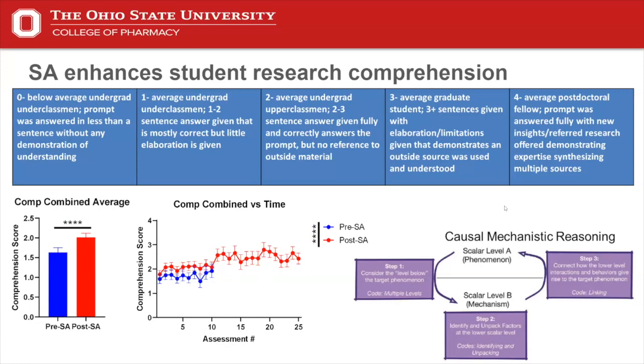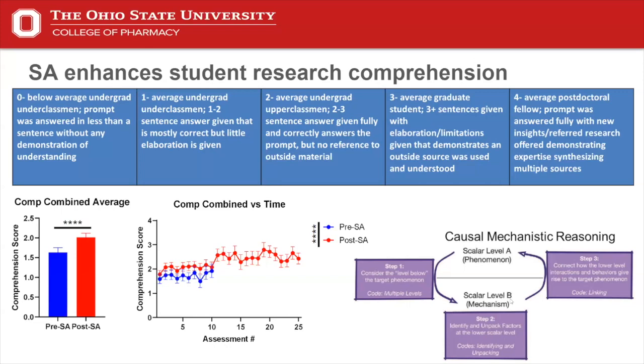And one of the questions that we're trying to answer currently is, we notice that of the assessment questions, the ones where students are able to achieve that highest level of comprehension seem to be engaging what's called causal mechanistic reasoning. These are the questions where we are introducing the students to a phenomenon. So if we're talking about a figure in a paper, we might introduce them to, hey, describe what a Western blot is. And then identify and unpack those factors.